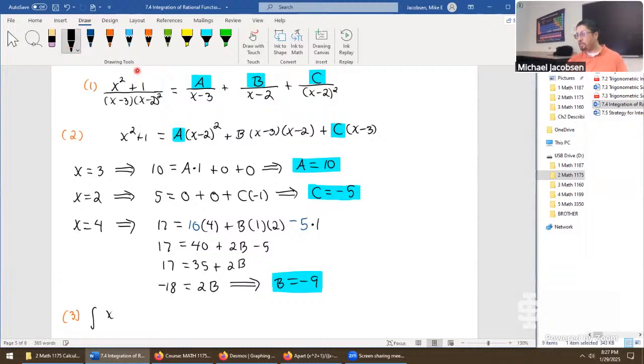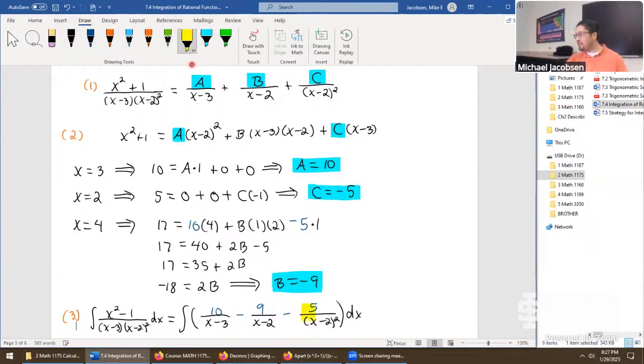So antiderivative of (x squared minus 1) over (x minus 3)(x minus 2) squared, dx becomes the antiderivative of, back up here, take the a coefficient, 10 divided by x minus 3, and the b coefficient is -9 divided by x minus 2, and our c coefficient is -5, which is divided by x minus 2 squared.